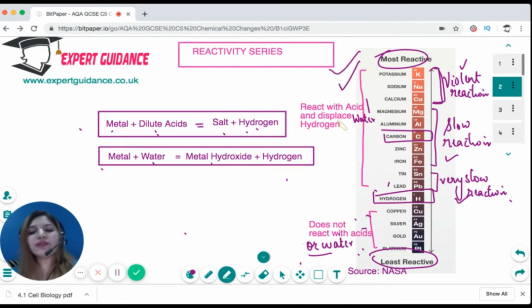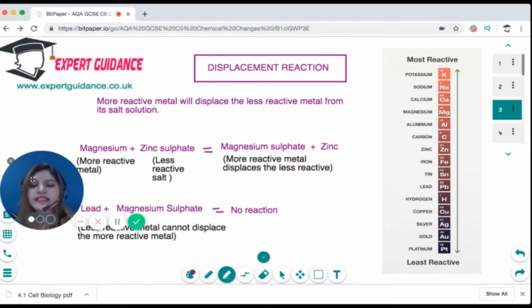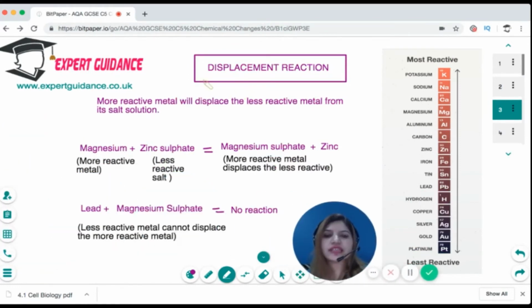Now there are a lot of mnemonics you can use to remember the reactivity series, but most of the time they give you the reactivity series in the exam. Now, what is a displacement reaction? We can use the reactivity series to do a displacement reaction. A displacement reaction is where the most reactive metal will displace the less reactive metal from its salt solution. So the most reactive metals are generally found at the top and the less reactive at the bottom. So the metal at the top will displace the metal at the bottom from its salt solution.